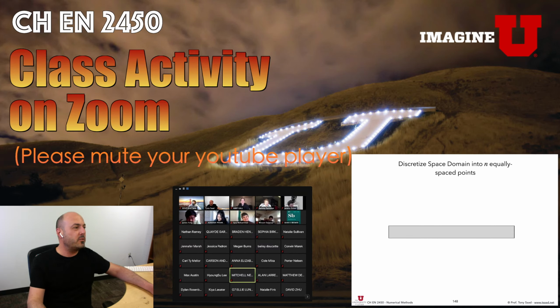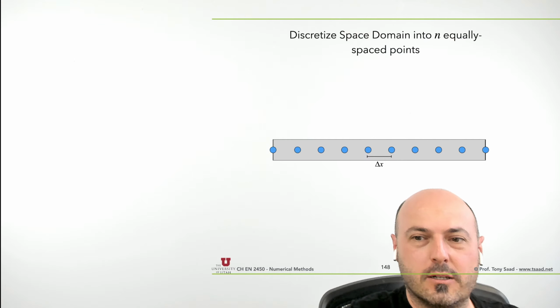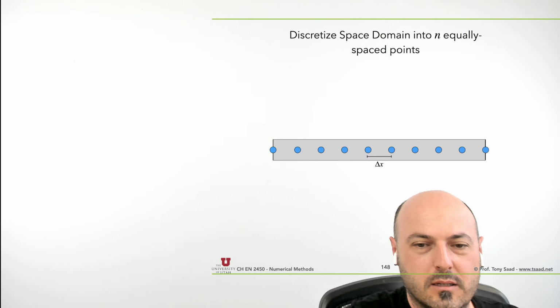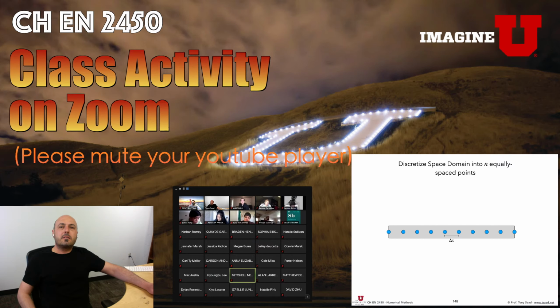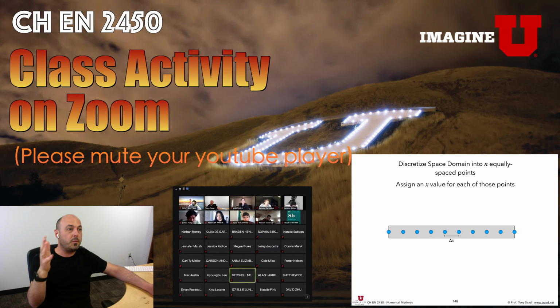Okay, so we discretize the space domain into equally spaced points. And let's say that the spacing doesn't have to be equal, but for simplicity, we're going to make it equal as we move on in the discussion and assume the spacing is delta x between these points, okay? So now the next step, like we did early on in the semester, is to assign a coordinate value, x, at each point. In this case, x1 equals 0, x2 is delta x, x3 is 2 delta x, and so on, all the way to xn equals L.